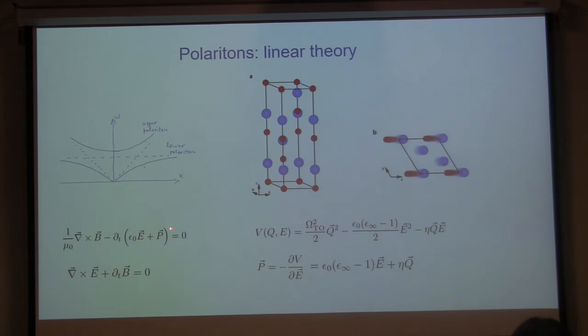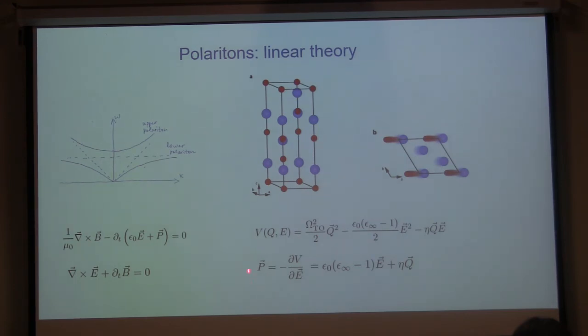Now we have to add an equation which tells us how polarization depends on the electric field. This can be obtained just by looking at the coupling between the phonon displacement and the electric field. In this case, the phonon is infrared active, therefore it can couple linearly to the electric field. And then it's also a harmonic oscillator, right? It has some finite spring constant.